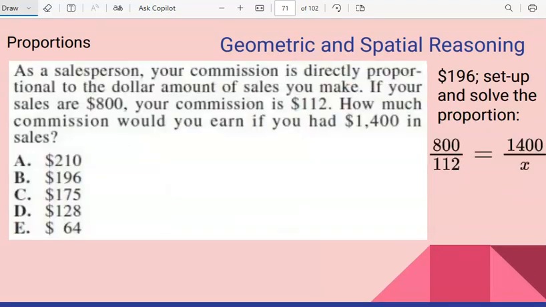As a salesperson, your commission is directly proportional to the dollar amount of sales you make. If your sales are $800, your commission is $112. How much commission would you earn if you had $1,400 in sales? We would set this up as a proportion. 800 over 112 equals 1,400 over X, where the numerator is representing the sales revenue and the denominator represents the commission.